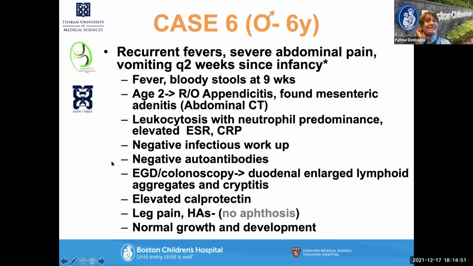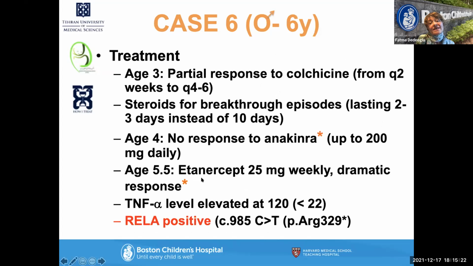I saw this patient several years after we had described RELA, and she came with recurrent fever, severe abdominal pain, and vomiting every 2 weeks since infancy, and had a lot of workup done: inflammatory markers, negative endoscopies, some aggregates in the colonoscopy and endoscopy, and elevated calprotectin. He did not have any oral ulcers, and he had normal growth and development. In his past history, he also did not really respond to colchicine much, did not respond to anakinra, and was having breakthrough episodes. Just listening to the story, and by the time we saw him, he had actually been started on etanercept, and he had again a dramatic response. So seeing this, I thought maybe this patient also has RELA haploinsufficiency, and then we sent genetic testing, and it ended up being so. That helped me to recognize this patient as well.